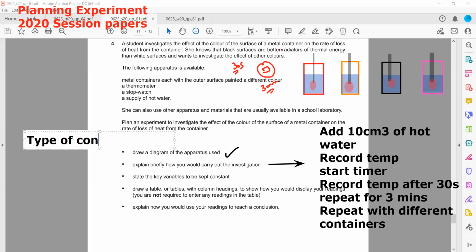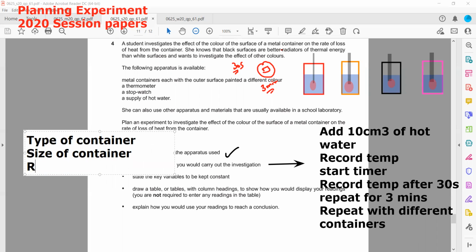For example, all are made of copper, or all are made of glass, but they have different colors. So type of container, size of the container, there are many things which can affect this. Also the room temperature or the lab temperature, the purity of water, or the amount of water, the volume of the water.